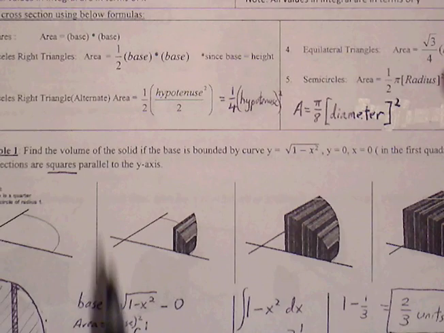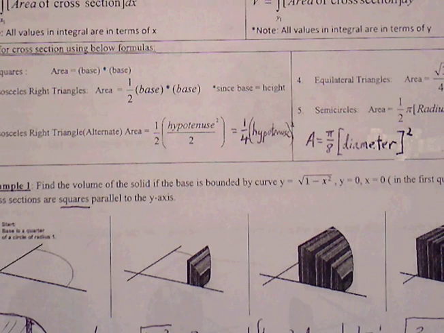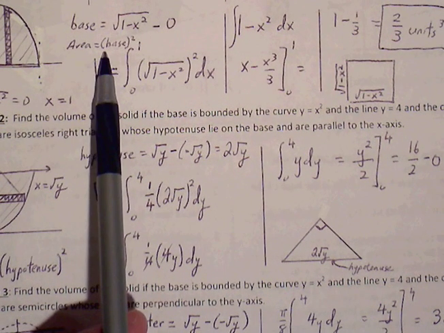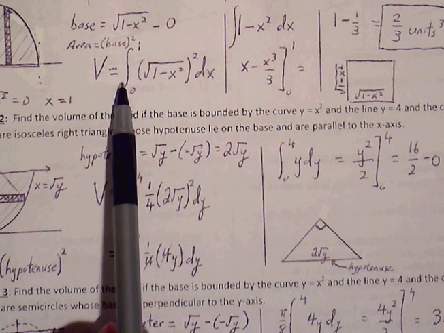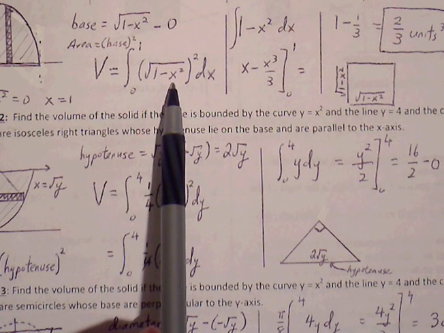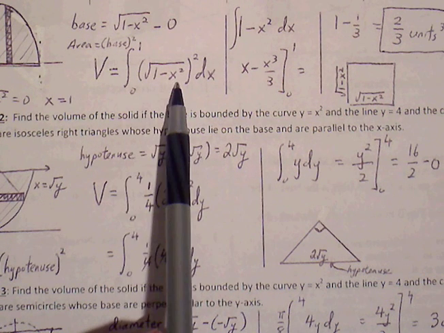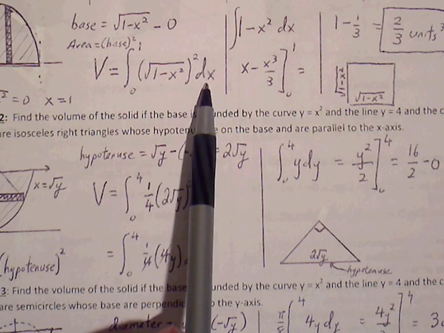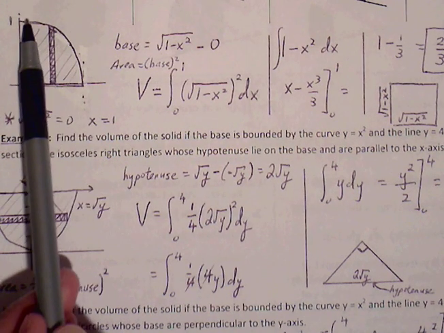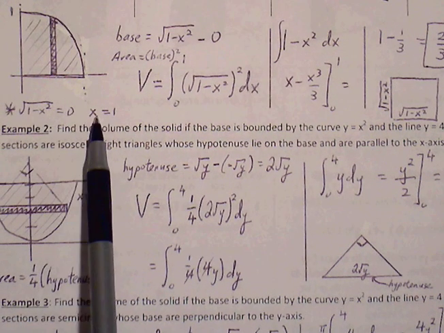We can see that from the formula that's given for you to know. We simply plug that into our volume formula, because our volume formula is the definite integral of the area of a cross-section, and the cross-section we're dealing with is a square. So we plug this in: the integral of the square root of 1 minus x squared, quantity squared, dx. The bounds are from 0 to 1, because if we set the square root of 1 minus x squared equal to 0 and solve for x, we get x equals 1.